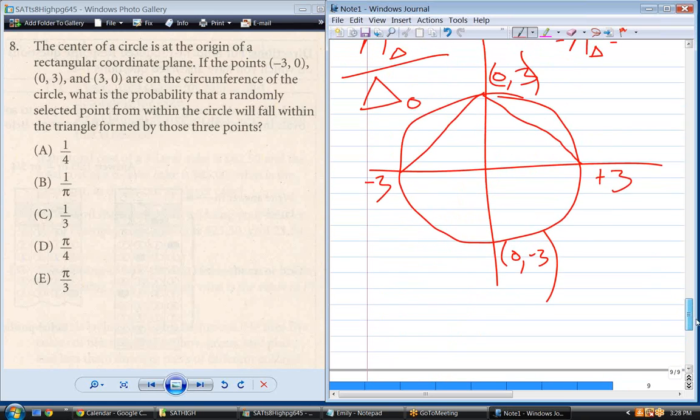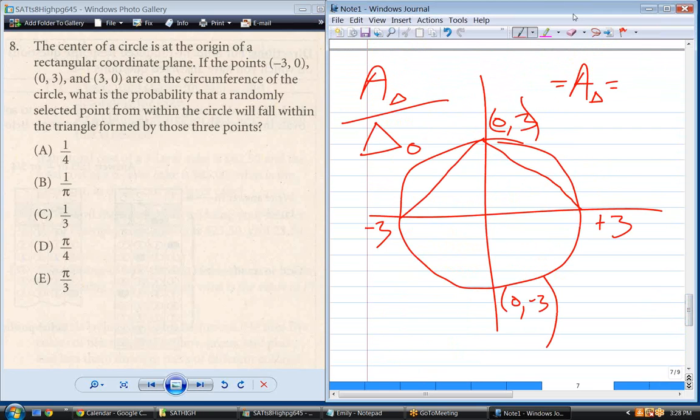Let's go back. What's the area of the triangle? Yeah, 1/2 the base times the height. Okay, 9. What's the area of the circle? 9 pi. So what's the ratio of the area of the triangle to the area of the circle? 1 over pi. Yeah.